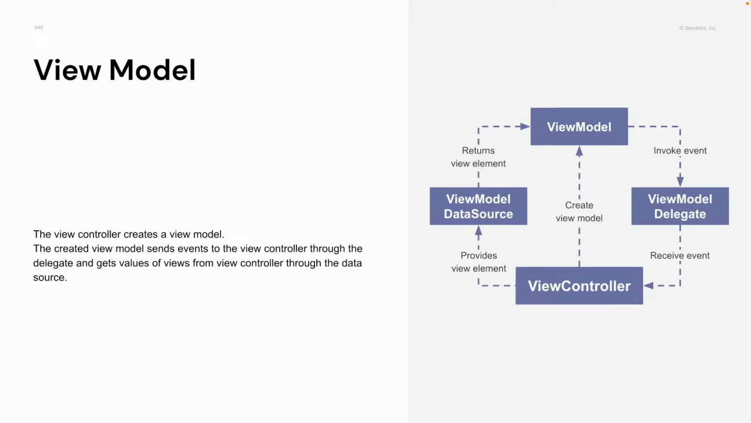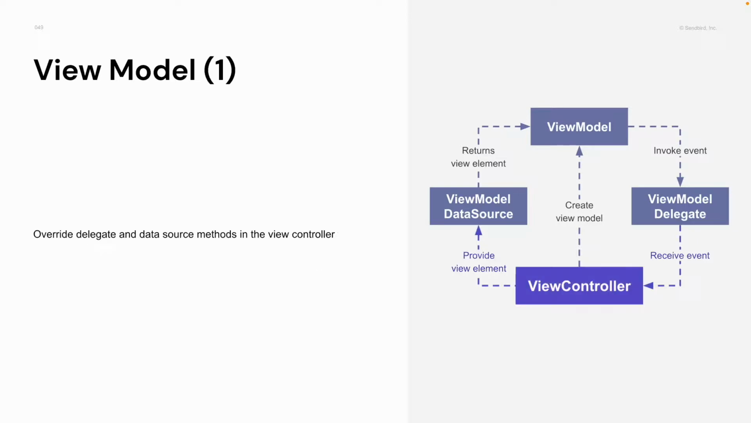Let's move on to the customization of view models. The view controller creates a view model, and the created view model sends events to the view controller through the delegate and gets values of views from the view controller through the data source. The first way to customize the view model is to override the delegate and data source method in the view controller. It allows you to handle the communication between the view model and the view controller.